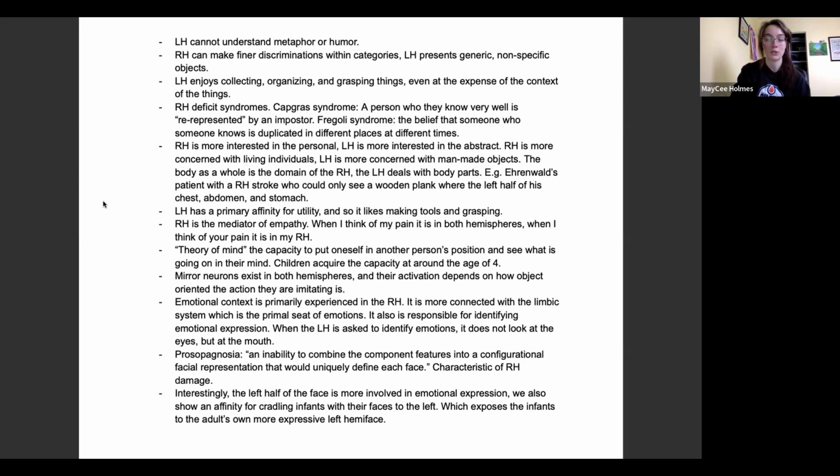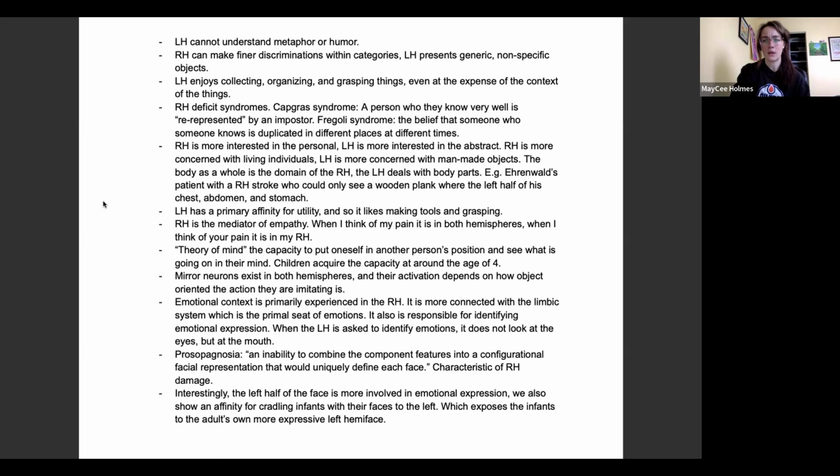Right hemisphere is more interested in the personal. Left hemisphere is more interested in the abstract. Right hemisphere is more concerned with living individuals. Left hemisphere is more concerned with man-made objects. The body as a whole is the domain of the right hemisphere. The left hemisphere deals with body parts.